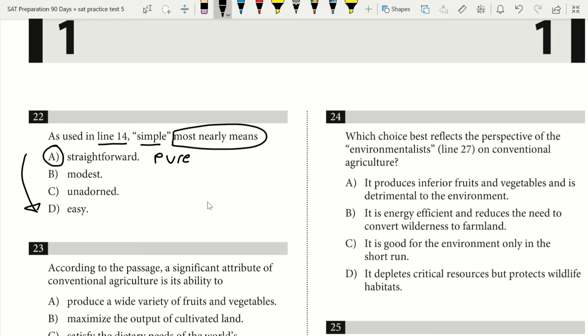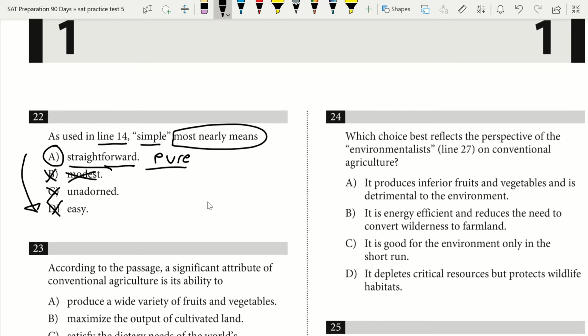We look at option B, it says modest. We're not talking about a modest land to food basis. We're talking about a straightforward, a simple, or a pure land to food basis. We wouldn't say unadorned and we wouldn't say easy either. We want something that is a pure land to food basis, nothing else but that. So straightforward or pure.